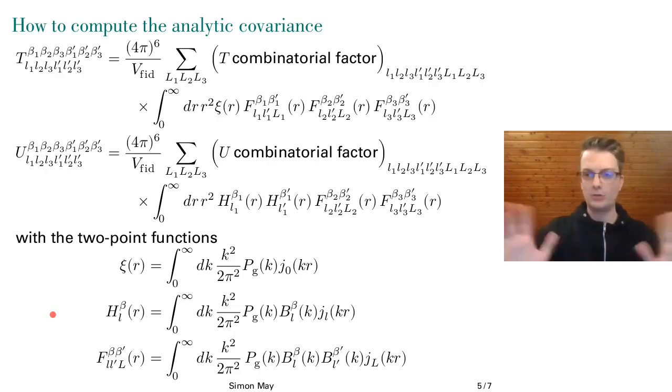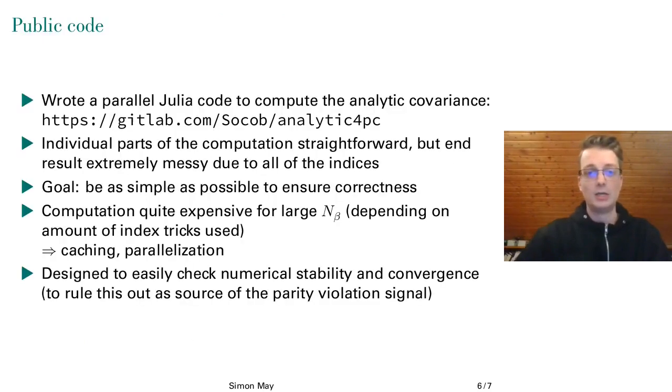Now I'm not going to get into this, so feel free to pause if you want to look at this, but this is what the T's and U's look like, and here are the definitions of the 2-point functions, where again the psi is just a normal 2-point correlation function. And so we wrote a public code to do this. Here's the link.